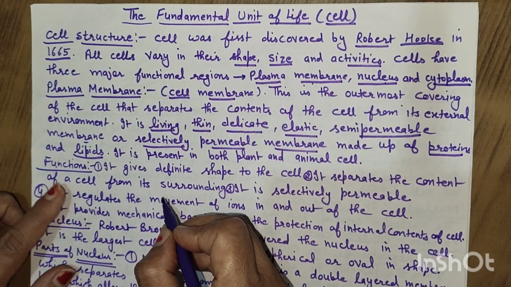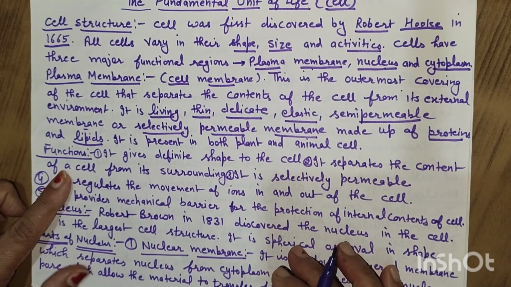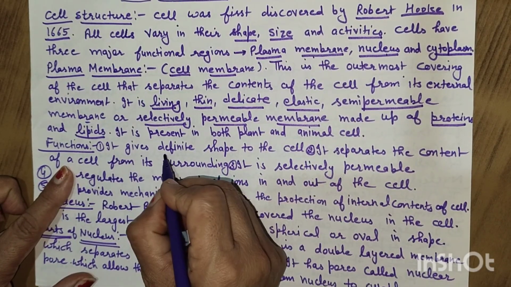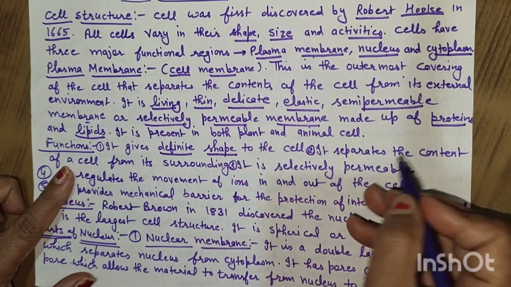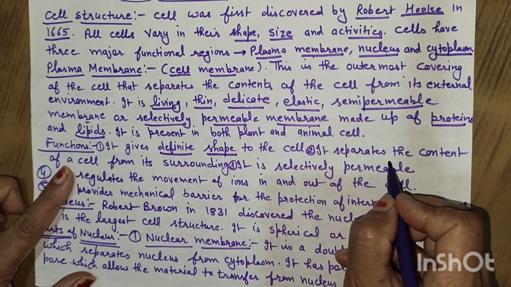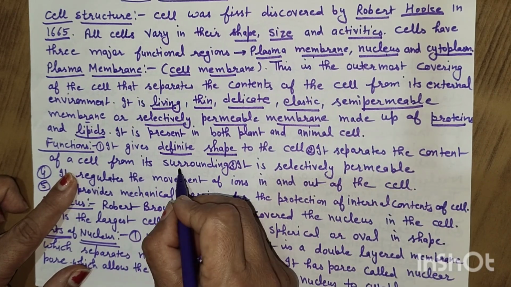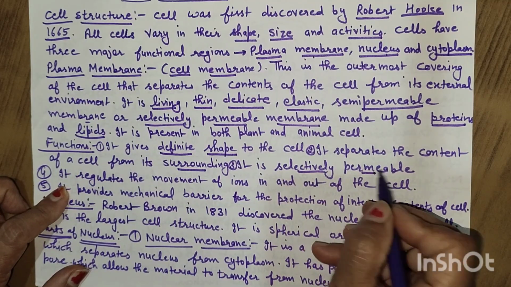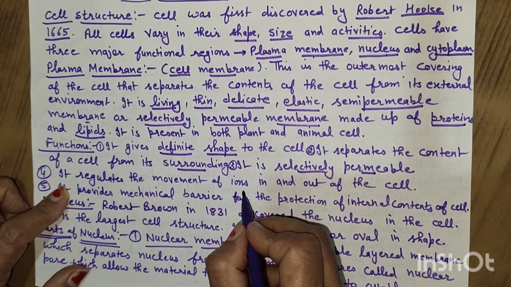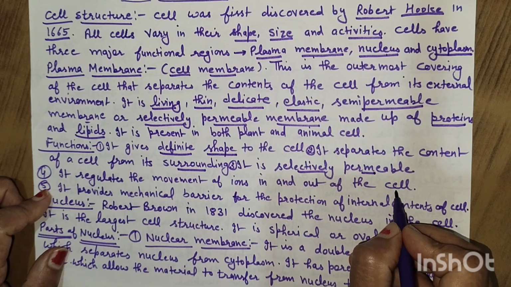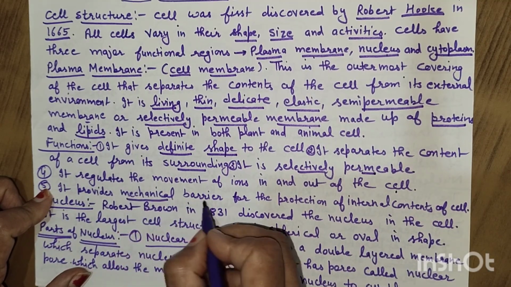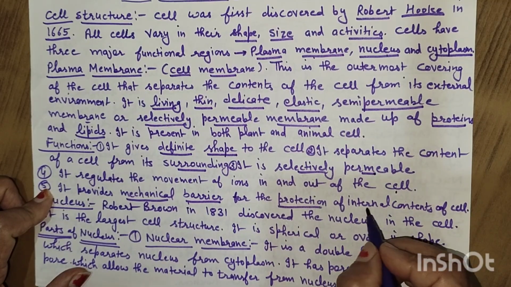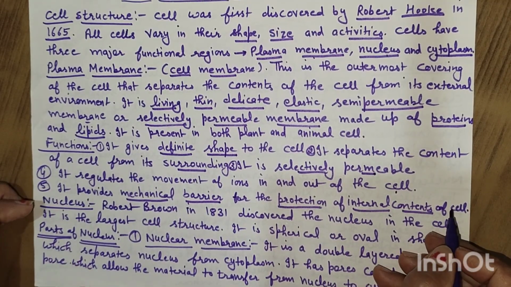Now, what are the functions of the plasma membrane? It gives definite shape to the cell. It separates the content of the cell from its surroundings. It is selectively permeable. It regulates the movement of ions in and out of the cell. It provides a mechanical barrier for the protection of the internal content of the cell.